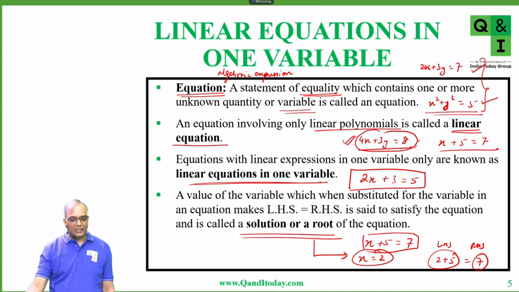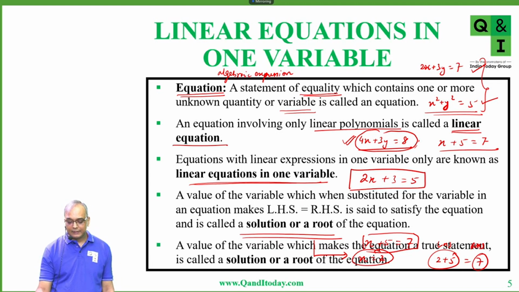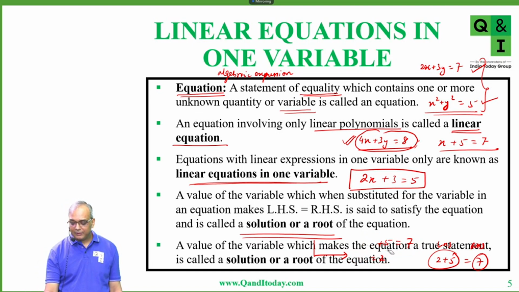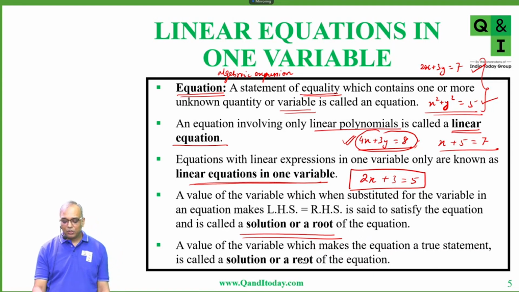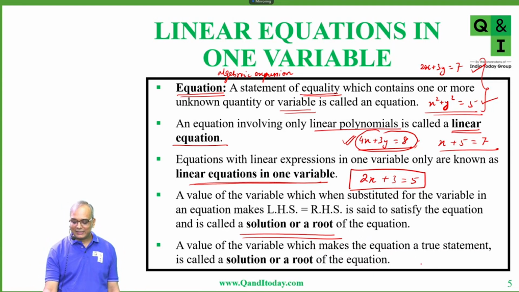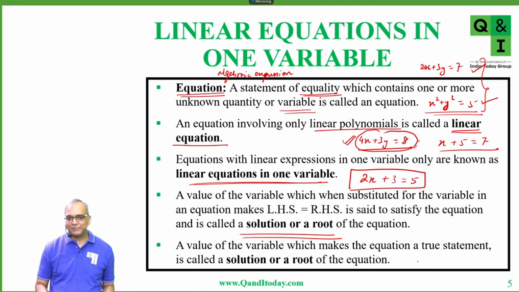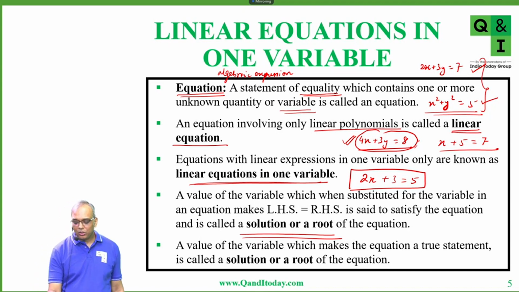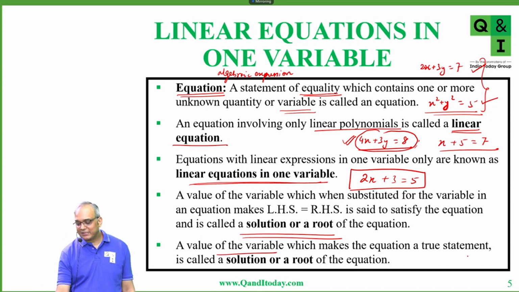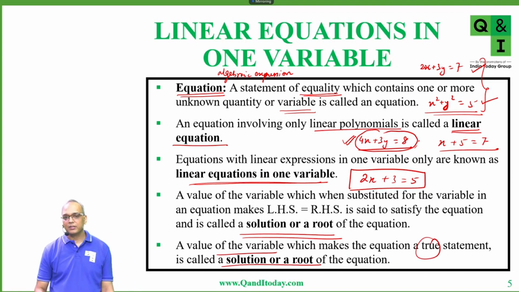Now let us move ahead, students. Now, value of a variable. The value of the variable which makes an equation a true statement is called the solution or root of the equation. So it means LHS is equal to RHS. That means the equation which has been written is true, right? So that value of the variable which makes the equation a true statement is called the solution or root, right?